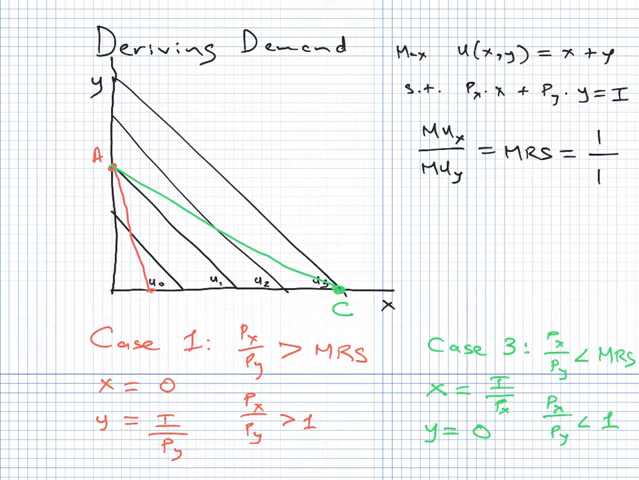Those two cases will cover the vast majority of the possible price combinations that we might face, but there's one last possibility that we've got to consider. So this is case 2. And this one's a little tricky because here we're looking at a situation where our budget constraint is going to be exactly equal to the marginal rate of substitution. In other words, when I sketch this in, the budget constraint is going to fall right on top of that indifference curve that I've labeled U1.